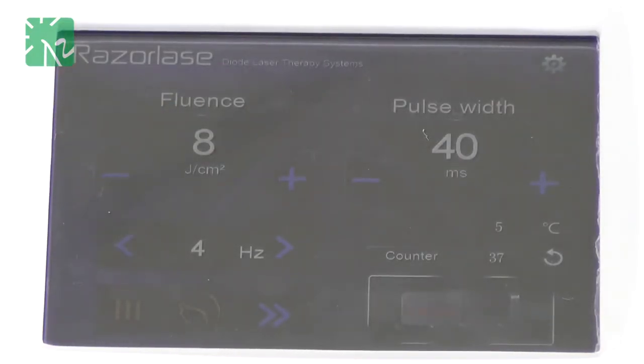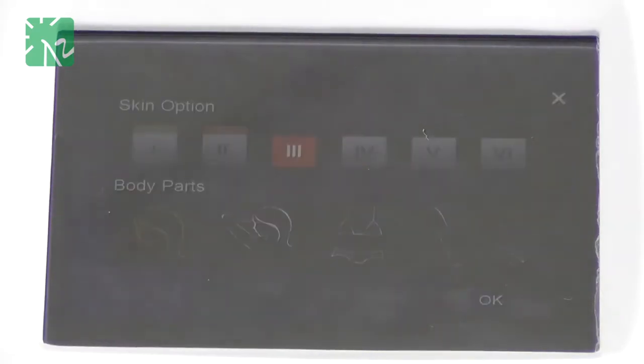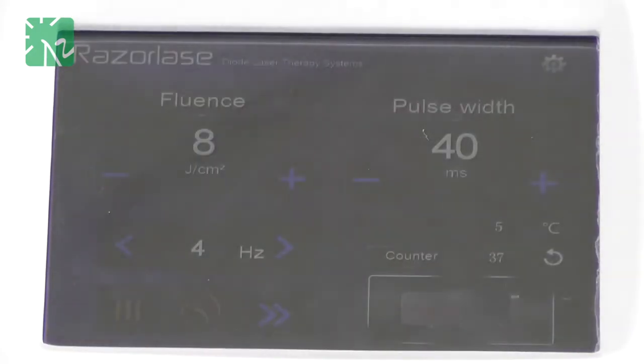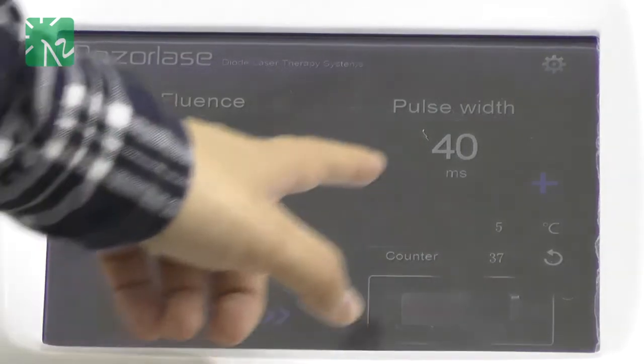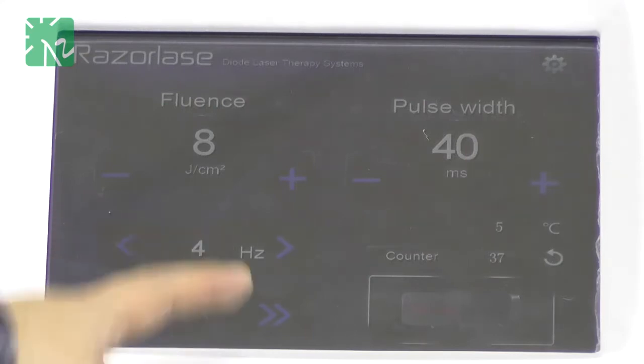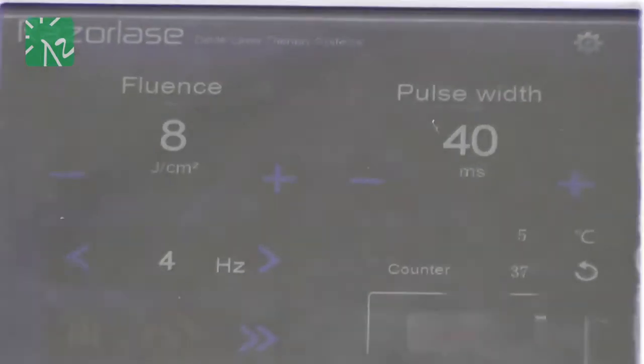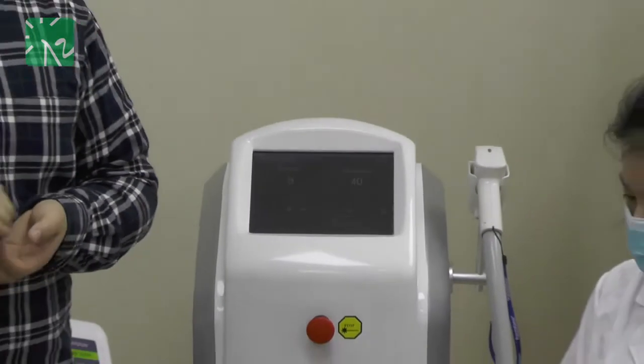For example, today for Mark, we would like to choose skin option 3. And of course, body part is facial. And then we get the parameters for treatment automatically. That is 8 joule, 40 millisecond, and 4 hertz. Basically, these are all the parameters for the treatment. But that is only our suggestion. It won't work for every client of ours. So, anyhow, before the real treatment, we would like to suggest you make some tests.